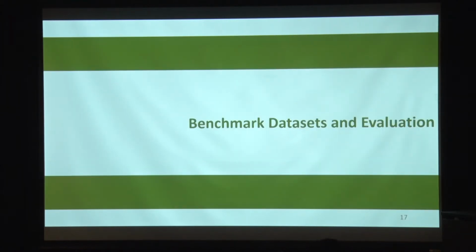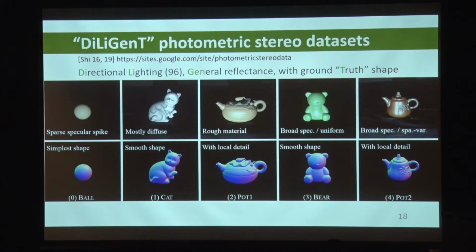In order to evaluate photometric stereo under general reflectances, we built a benchmark data set, which is called the DiLiGenT. Here's the website to download the data set. We are still interested in the very classical assumption, which is the directional lighting. In our data set, we have 96 different lighting conditions. But we are more interested in the general or complex reflectance, which is more realistic for real-world objects. And more importantly, we want to provide the ground truth shape so that we can do the quantitative evaluation.